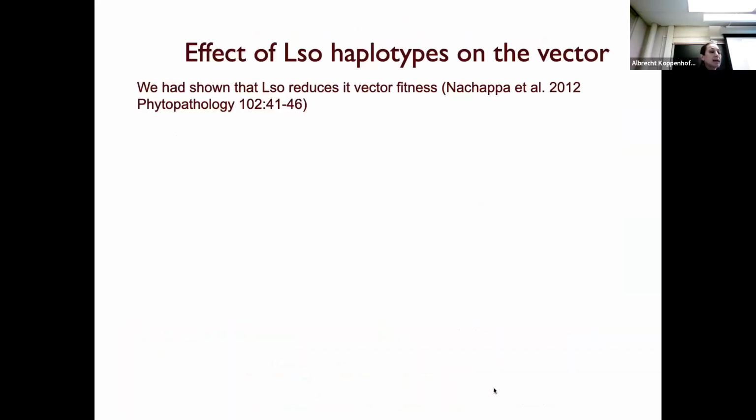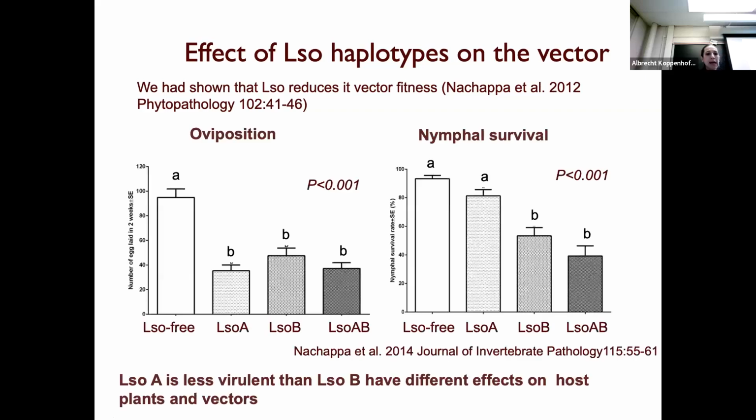And so then we ask the question, what about on the vector? Previously we had studied the effect of LSO infection on the vector, before we knew that we had double infected colonies, and we knew that the presence of the pathogen reduced the fitness of the insect. So it's a pathogen also of the insect. Now we repeated the same experiments, and I'm only showing here the results of infection on oviposition and nymphal survival.